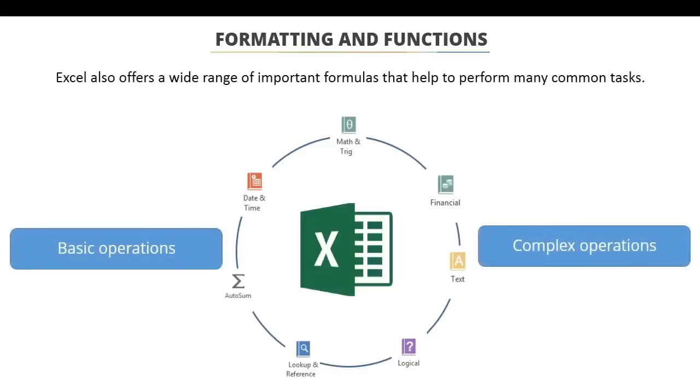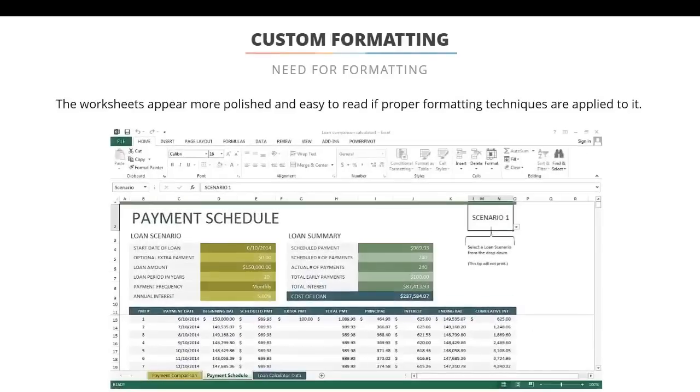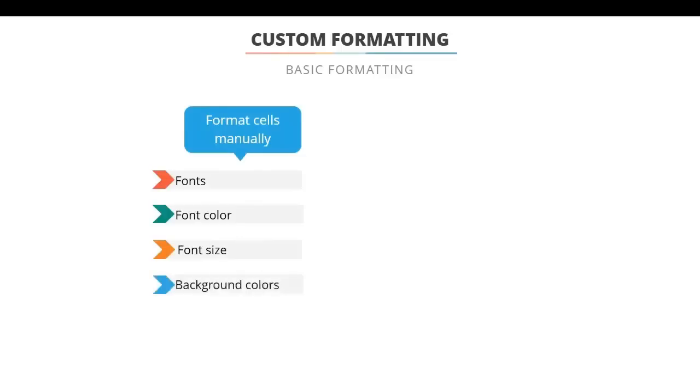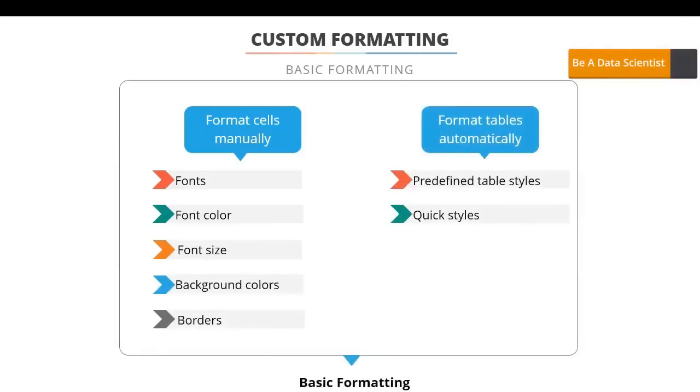Before going into details, let us start this lesson by defining the objectives of the lesson. The worksheets appear more polished and easy to read if proper formatting techniques are applied to them. We can format the cells in Microsoft Excel manually by selecting fonts, font color, font size, background colors, and borders. We can also use numerous predefined table styles or quick styles to quickly format a table automatically. This is the basic formatting in Excel.